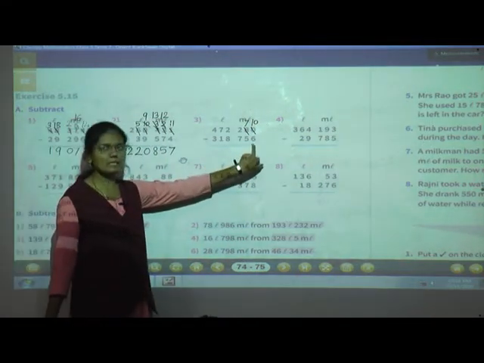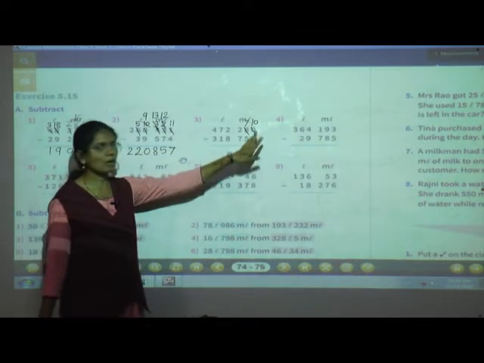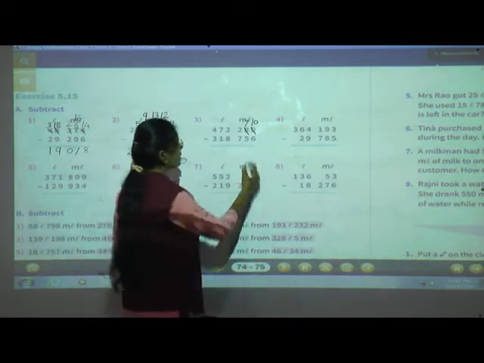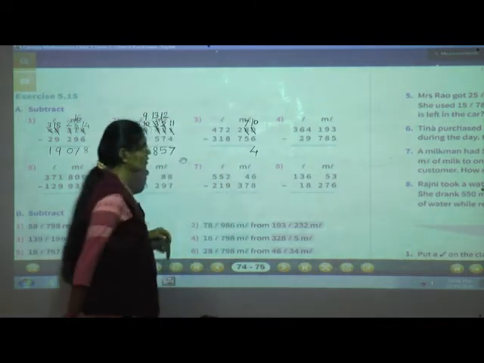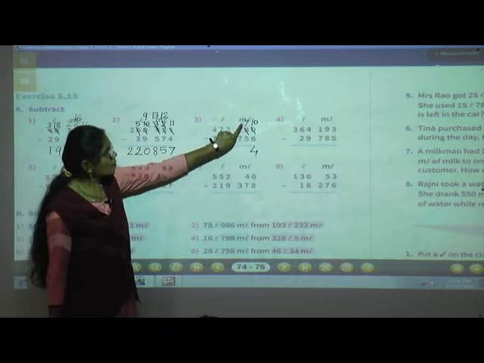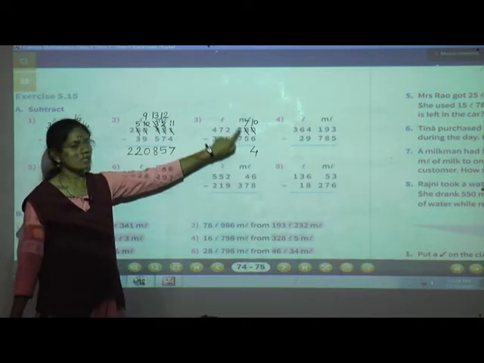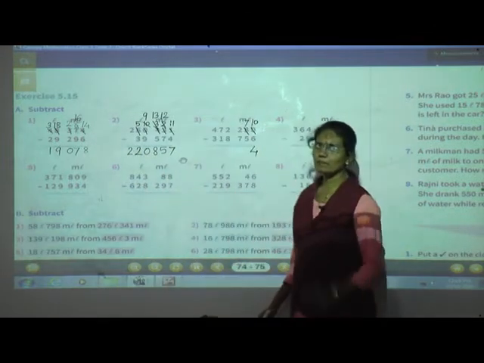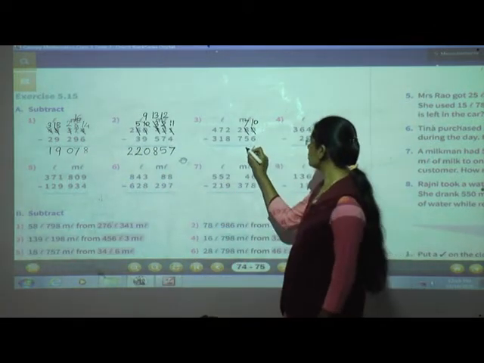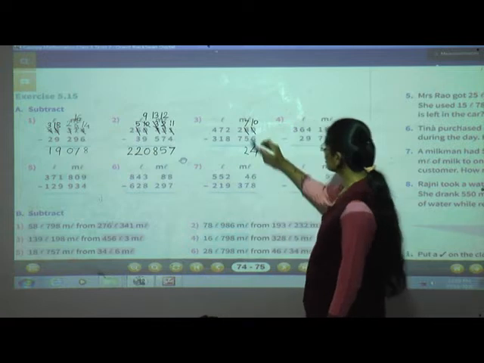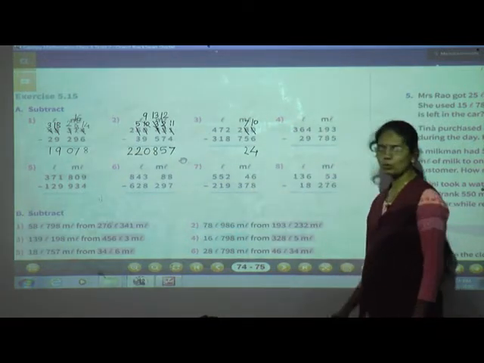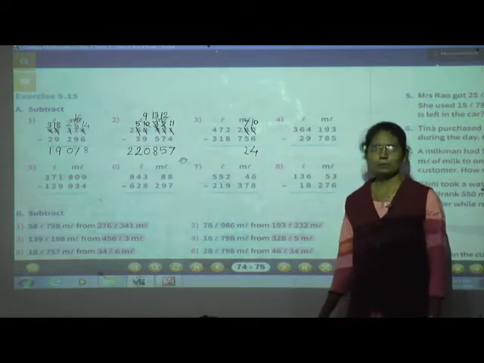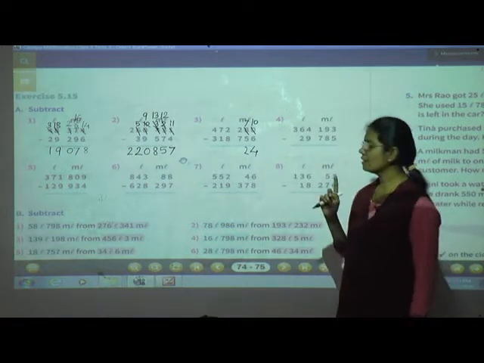Now 10 minus 6. After 6 you have to count your fingers till 10. Okay. So what is the answer? 10 minus 6 is equal to 4. Next, see this column now. 7 minus 5. Yes. 7 minus 5. Yes. What is the answer? 7 minus 5? 2. So write here 2. Then 2 minus 7. Can you do 2 minus 7? No. We can't do 2 minus 7. Why? Because 2 is smaller than 7.